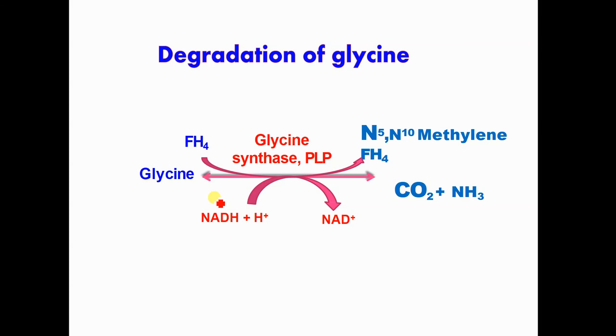In this, the glycine will be cleaved into three different elements. The one carbon, the formyl carbon, will be converted into carbon dioxide and ammonia, whereas the remaining carbon will be donated to the tetrahydrofolate and forms your N5,N10-methylene tetrahydrofolate. And the enzyme required is glycine synthase, and we require a coenzyme known as pyridoxal phosphate.